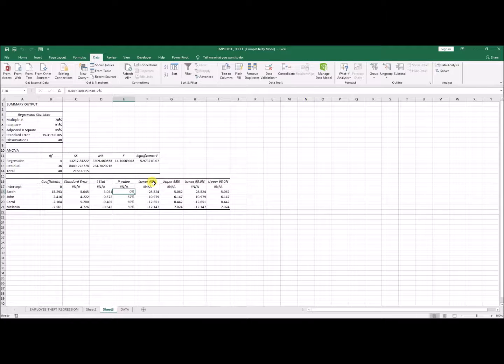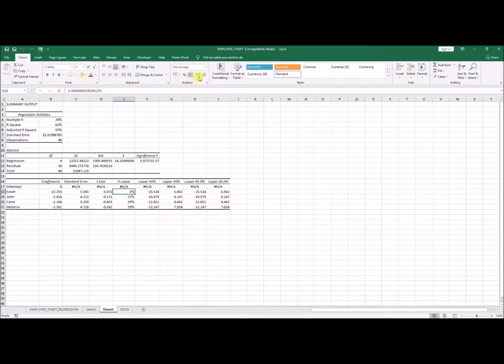The p-value is so small that there's basically a 0.4% chance that this number is random. Still, she's the only one with a negative upper bound. So we've basically determined that Sarah is the one that's most likely responsible for stealing.